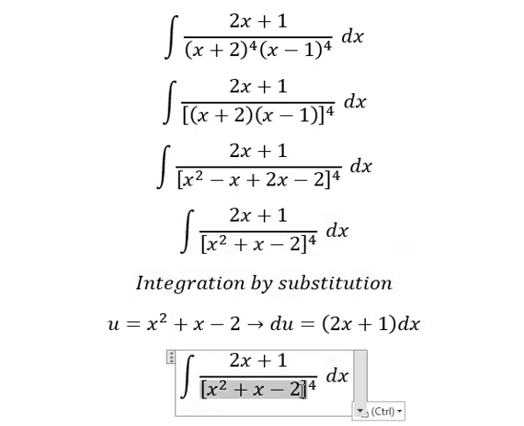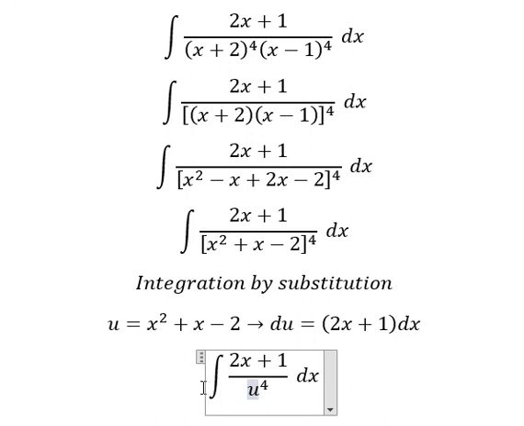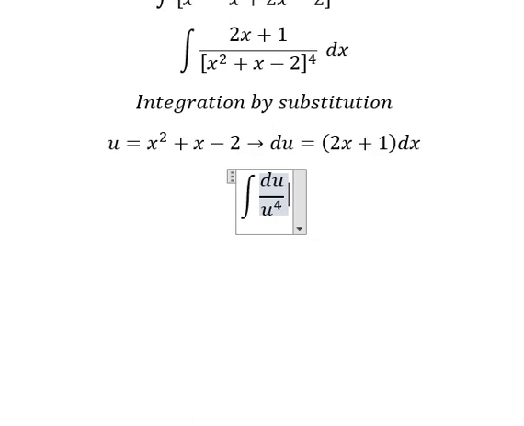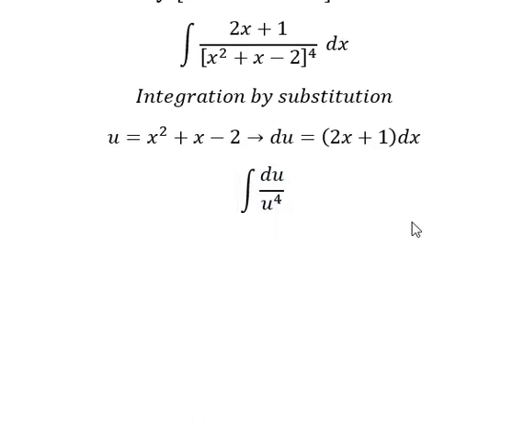This one we change by u. (2s + 1) ds we change by du. This one we can write as u to the power of negative 4 du.